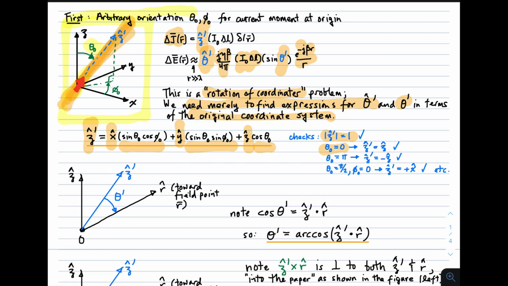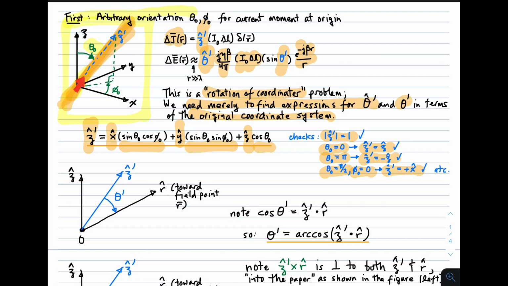Like when theta naught is 0, we get back z hat, as expected. And when theta naught is pi, we get minus z hat, again as expected. And when theta naught is pi over 2, that's tilting this thing into the xy plane, and phi naught equals 0, then we get x hat, and that all checks. There's a more formal way to do this, and this is described in a number of textbooks, including basic electromagnetics textbooks. But this is really all we need to get started.